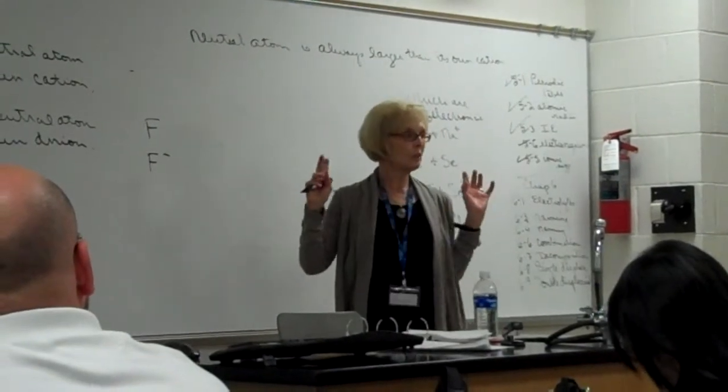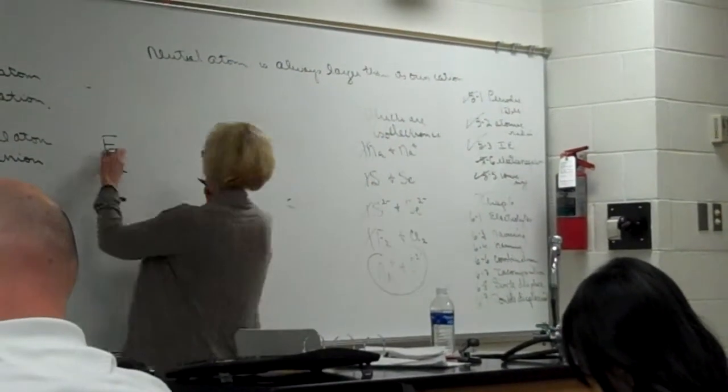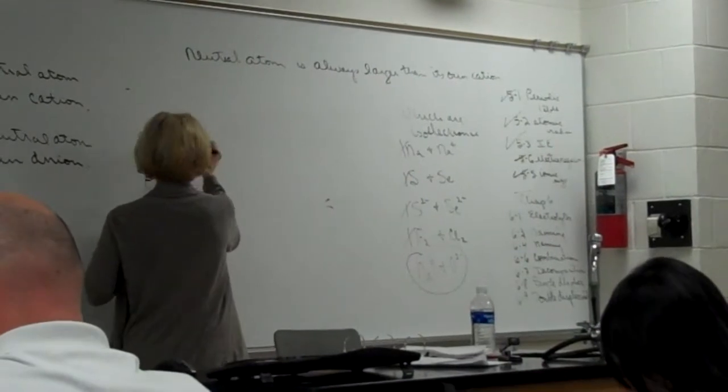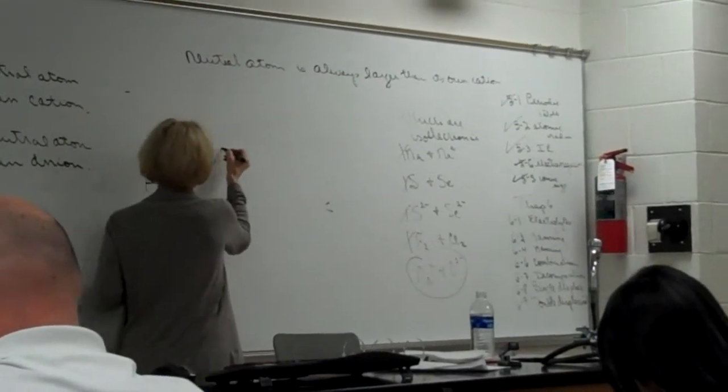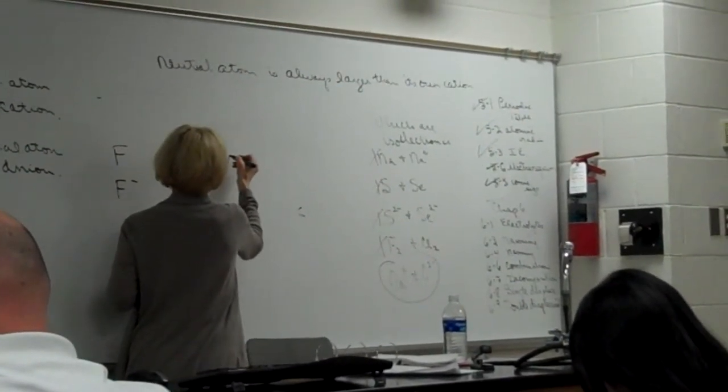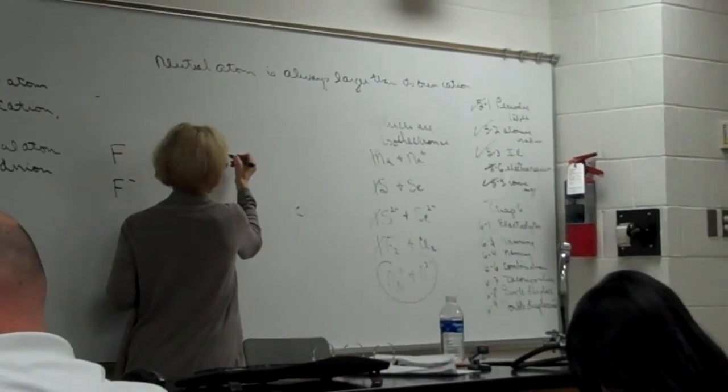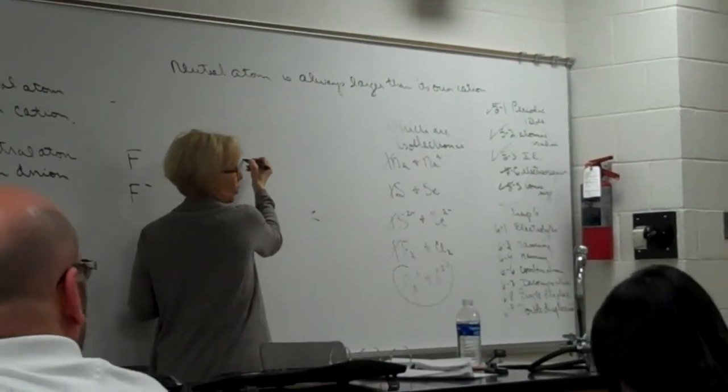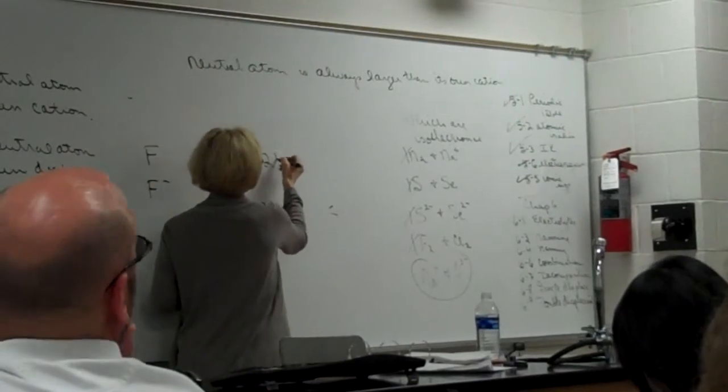Okay, electron configurations here. Timothy, hit it for fluorine neutral. 1s2, 2s2, 3p6. Wait, sure you want 3? 2, 2p.